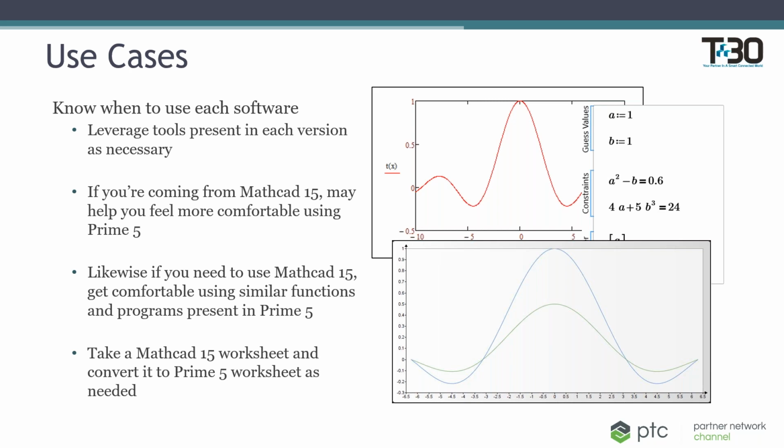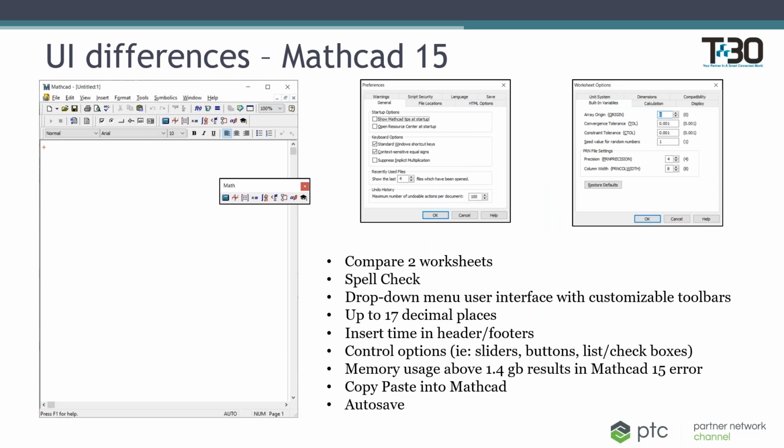And at the end of the day, we're going to take a Mathcad 15 worksheet and convert it over to a Prime 5 worksheet. On the right-hand side, you can see a little bit of the Prime 5 stuff on the bottom and the right-hand side, and then we have a Mathcad 15 graph there above. So you can already see how it's a little bit different. The first thing I want to talk about is our user interface differences.